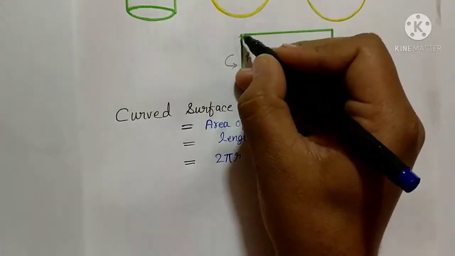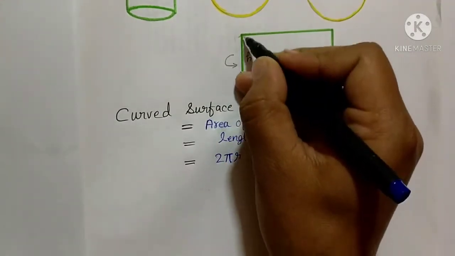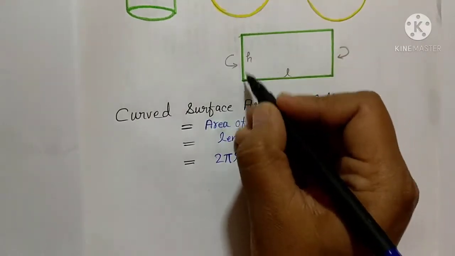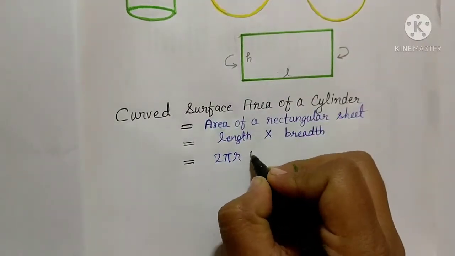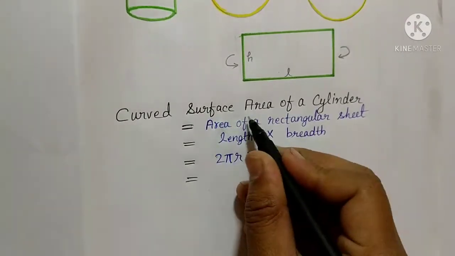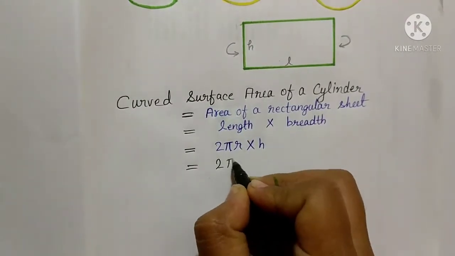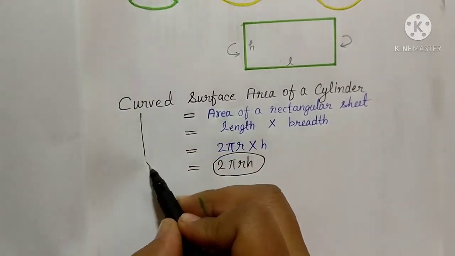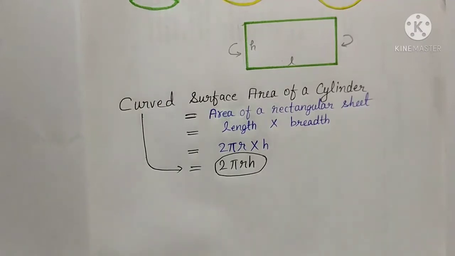And into breadth, here, in a flat surface we take it as the breadth, but here we will take it as the height. So our formula for the curved surface area of a cylinder becomes 2 pi r h. This is the formula for finding the curved surface area of the cylinder.